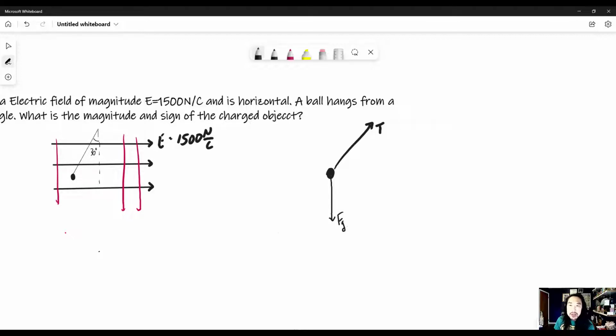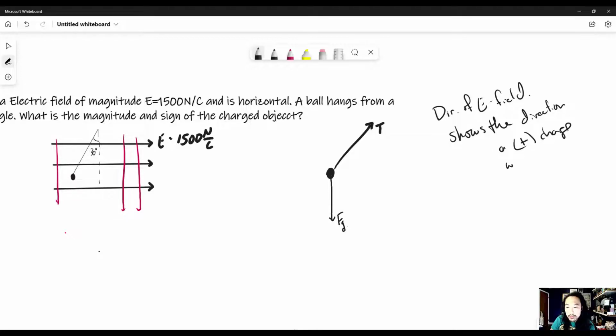Here's a couple of things we need to keep in mind as we solve these problems. If we remember from the notes, the direction of the E field shows the direction a positive charge would move. Now, this charge isn't being deflected to the right, but it's being deflected to the left. So that must mean that this charge is in fact negative. So we have a negative charge there.